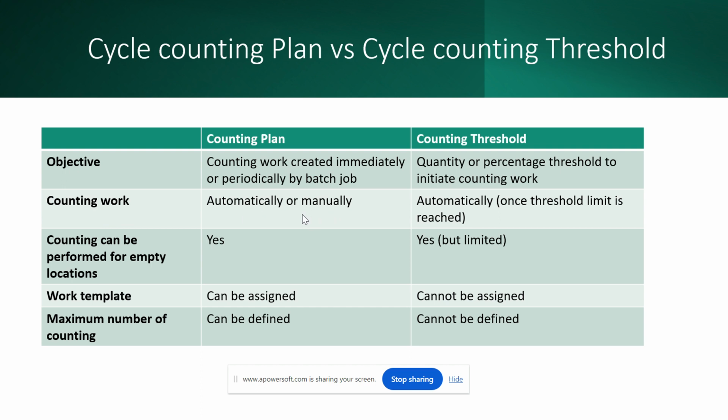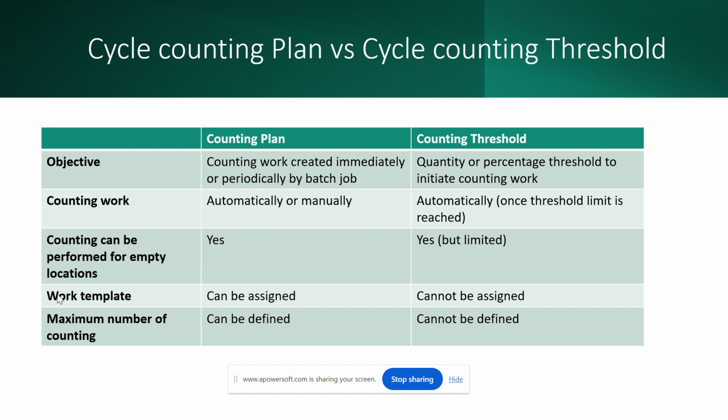You can also schedule a batch job, right? So it can be done automatically or manually by selecting the process cycle count option. Here it basically does it automatically once the threshold limit is reached. So every time the threshold limit is reached, the cycle counting work is automatically created. Counting can be performed for empty locations, that's what we saw. Here it cannot be done because it's purely based on the threshold. But if you give the threshold limit as 0, I think that it's also doable, but generally in case of thresholds, it is not done for empty locations, but it is done by using the counting plan.